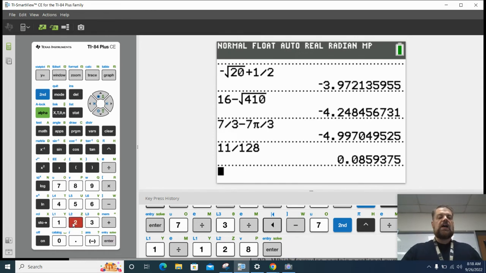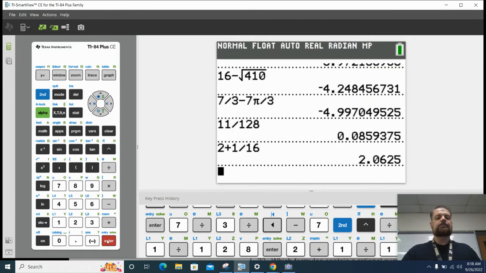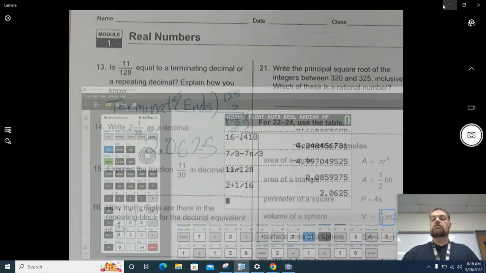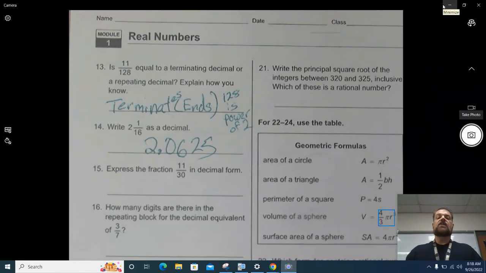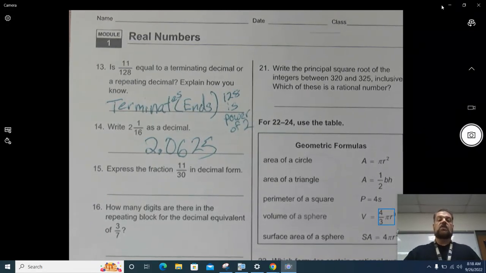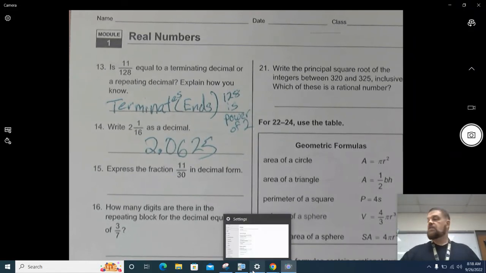So 2 plus 1 divided by 16, right? That's how you do it. Well, bam, with the bacon sizzle, I got 2.0625, right? That's the answer. Express 11 over 30 in decimal form. Oh, gotta do the same thing, I guess, right?